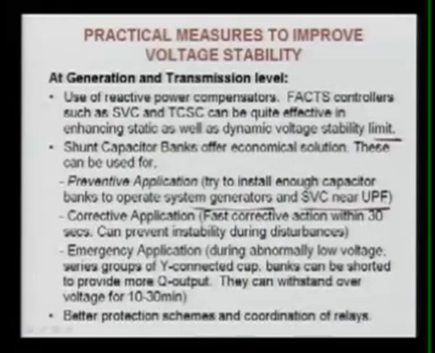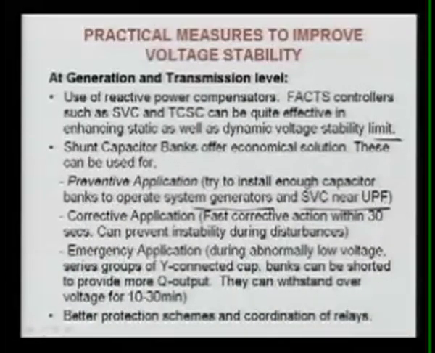So we can go for a lower voltage, especially near the load, where we can put capacitor banks on 132 kV or 33 kV bus bars. Again, we are putting shunt capacitors. We know shunt capacitors provide more reactive power support than a series capacitor put in the line. So in the preventive application, try to install enough capacitor banks to operate system generators and the SVC near the unity power factor. If they are operating near unity power factor, they will enhance the system voltage stability very much.